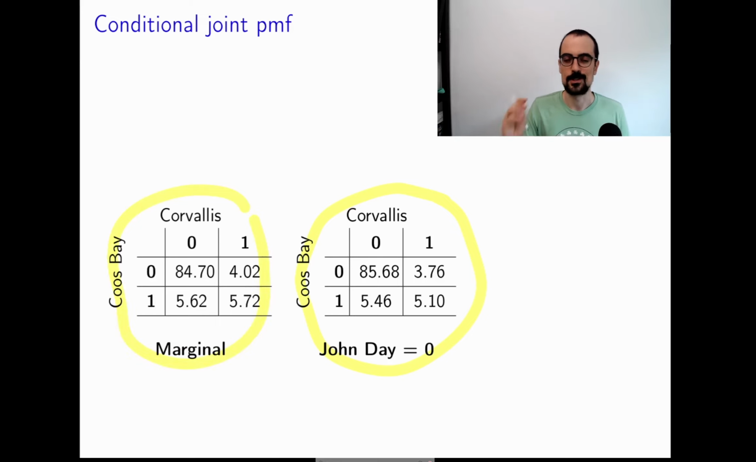It's much more likely to rain in Corvallis and Coos Bay, you see it here, right? Compare this value to this, or even this value to this, when it actually rains in John Day. So here the joint distribution of Corvallis and Coos Bay actually changes quite a bit.